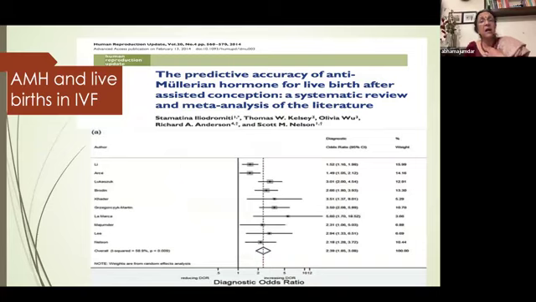And then this is a meta-analysis which was published again in Human Reproduction Update, one of the highest impact value journal. And here, if you see, the diamond of controlling all studies was just in the center.